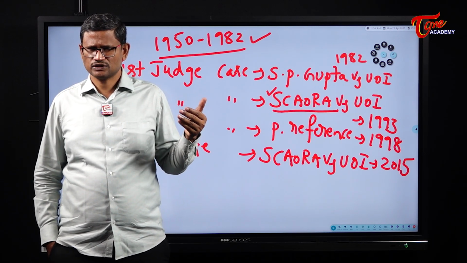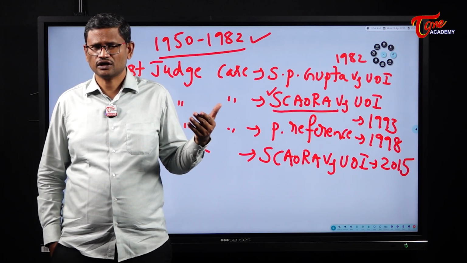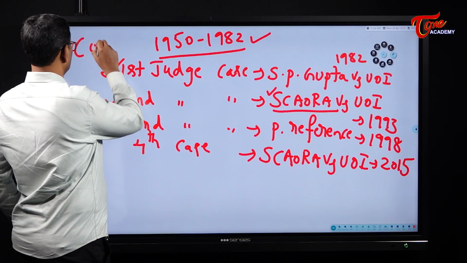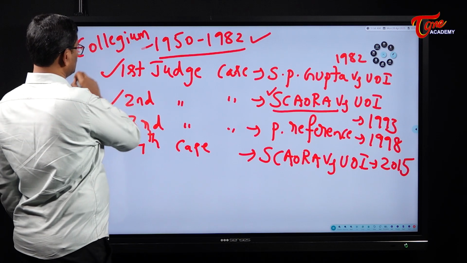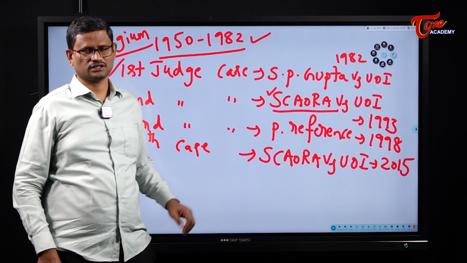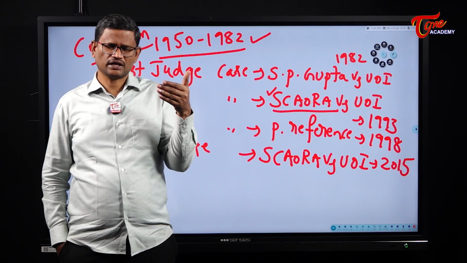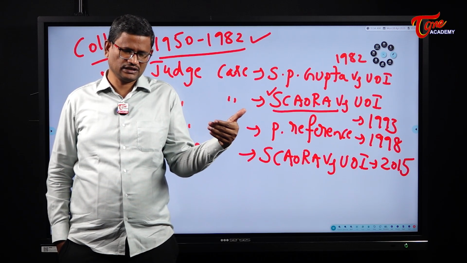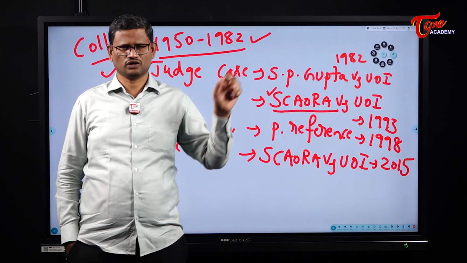In this case, the Supreme Court came up with a new institution for making appointments to the Supreme Court and High Court, that is the collegium. The collegium was created for the first time in this judgment, in the second judge case. In the second judge case, the Supreme Court interpreted the provisions of Article 124 and Article 217, which deal with the appointment of the judges of the Supreme Court and High Court, in the following way.